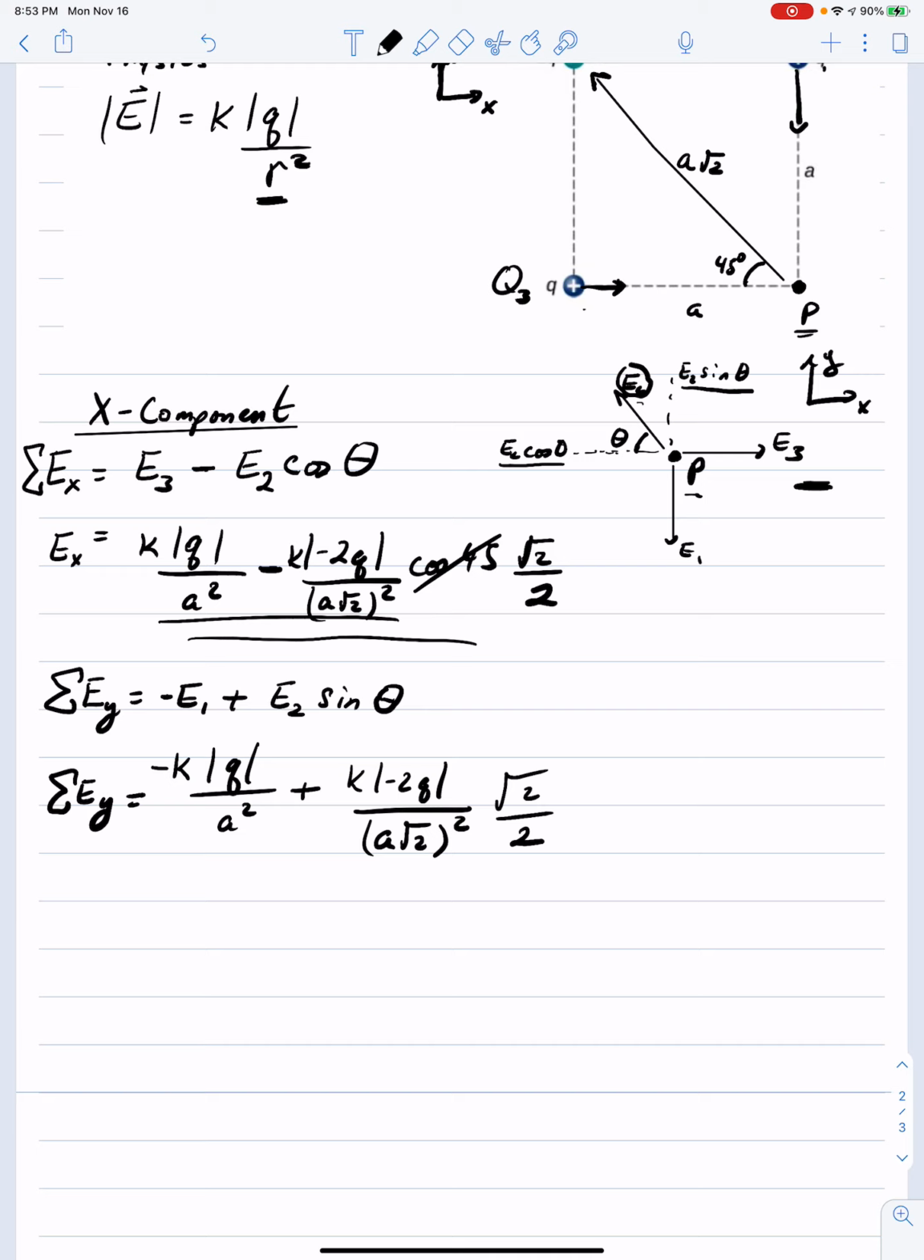Understanding that I have the net electric field in the x direction and the net electric field in the y direction, I can identify the electric field experienced at point P, which I named, is equal to the electric field in the x direction at point P plus the electric field in the y direction at point P. And this is the vector notation of it.